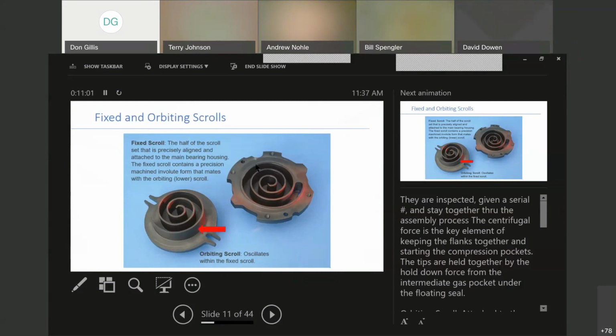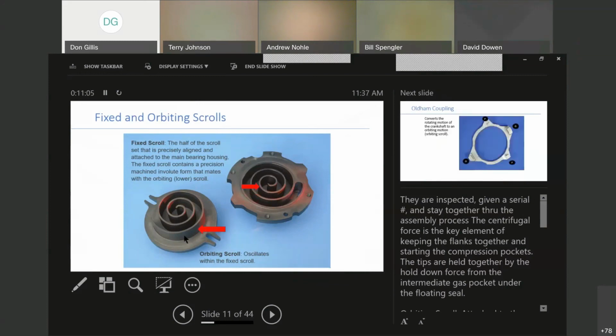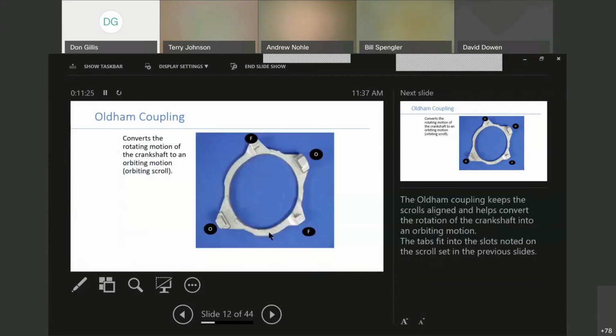I want to talk about the parts of the scroll set. On the left-hand side, the side of these walls, we refer to them as flanks. That's where we compress the gas up against each other internally inside. The very top of this is what we refer to as the tips. We do not use a tipping material like our competitors do, and I will talk a little bit more about that as we move along.